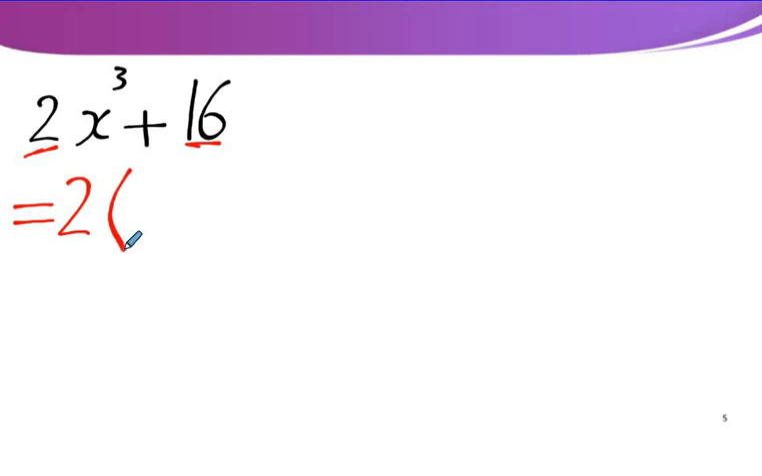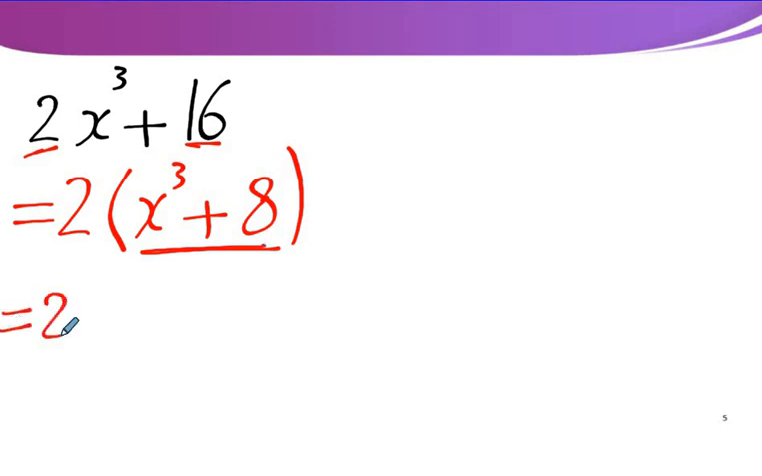2x to the power 3 plus 16. First, here is a highest common factor, so take it out. The highest common factor is 2. 2x to the power 3 divided by 2 equals x to the power 3. 16 divided by 2 equals 8. This expression is called the sum of two cubes, so you should factorize it.